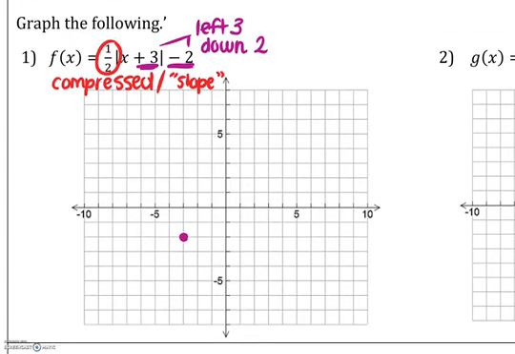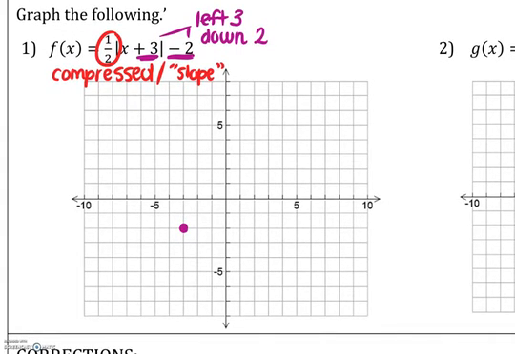And from there, I'm going to follow my A value, my slope. So I'm going to rise 1, run 2. Rise 1, run 2. And since absolute value functions are symmetric about the vertex, I can go up 1 and over 2 in the opposite direction to get the other side of my V. So then I can go ahead and connect the dots to make sure I get the appropriate shape.